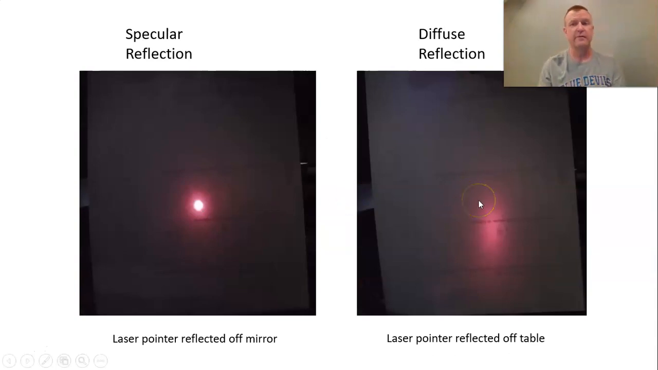Here I'm just pointing on the table. So I remove the mirror. I'm just pointing on the table. The table's pretty smooth, but microscopically it's got a lot of those bumps in it. So I'm pointing at the table, reflects off that rougher surface onto the paper, and you see that fuzzier dot there because those light rays are all getting scattered about.